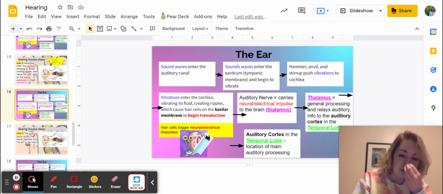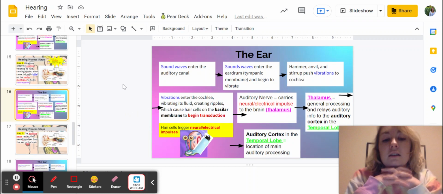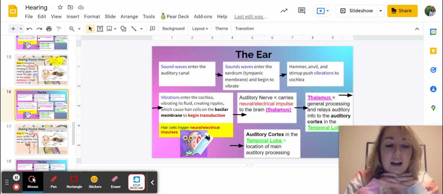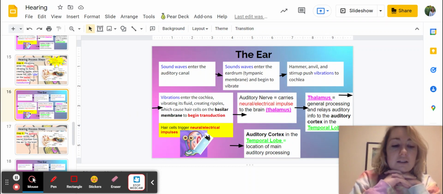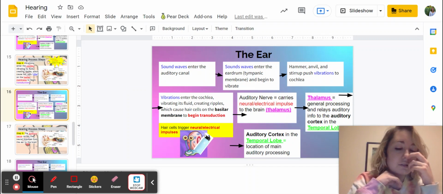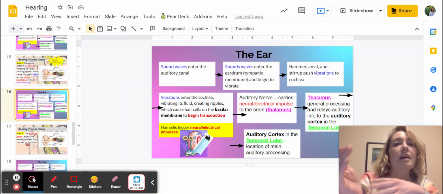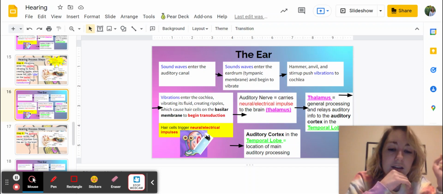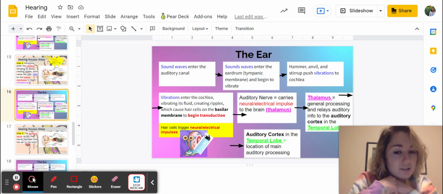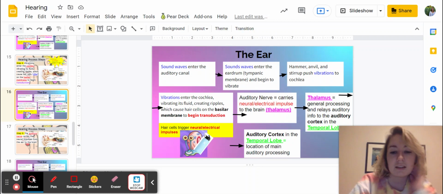Okay, so now we've made it through. You're going to remember that in the eye, transduction occurs in the rods and cones in the retina. As soon as transduction happens, it's instantaneously exiting the eye through the optic nerve. Well, it's the same thing here. The cochlea is the last part of the ear that it enters.